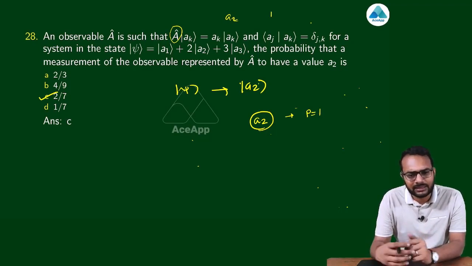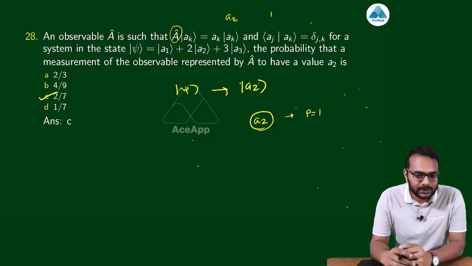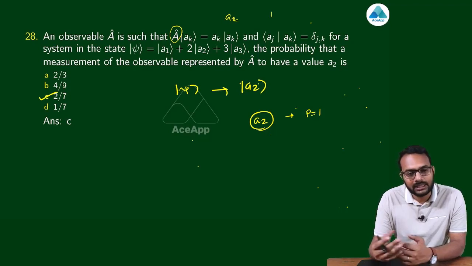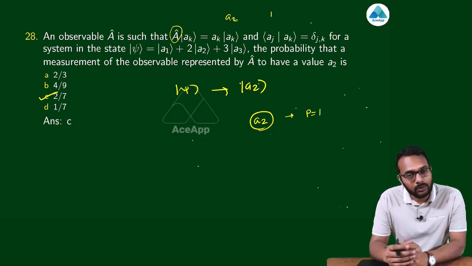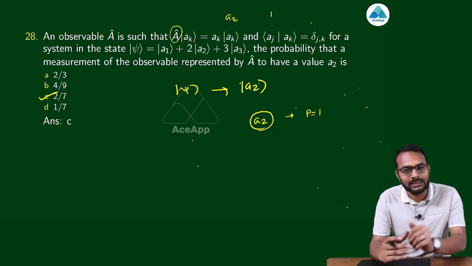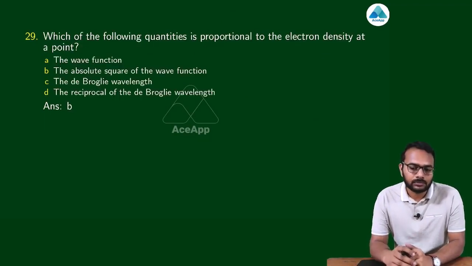This kind of description is not classical mechanics theory, but it gives correct results, correct average values. It matches very well, extremely well, with experiments. So that's why we know that quantum mechanics is correct, even though all these things are counterintuitive. Right, moving on to the next one.